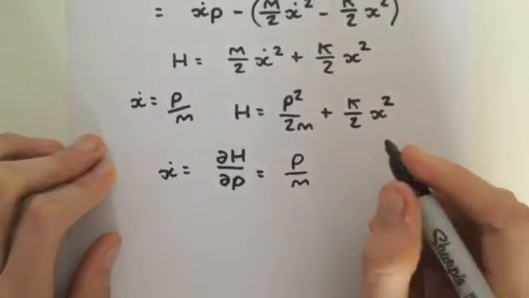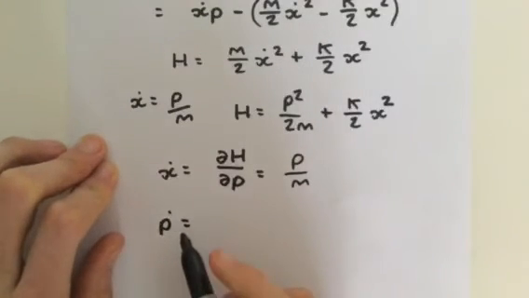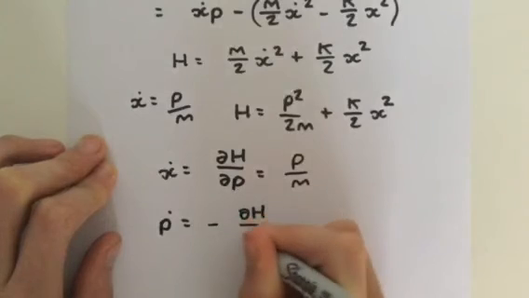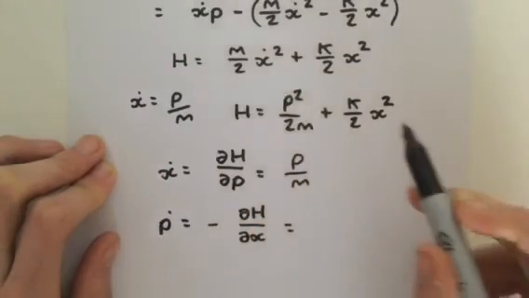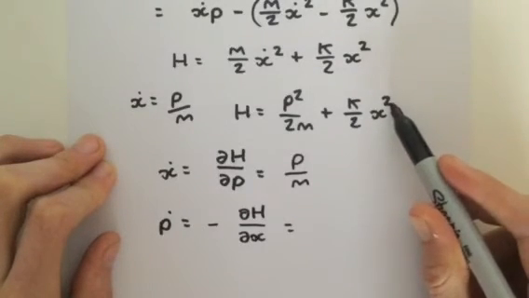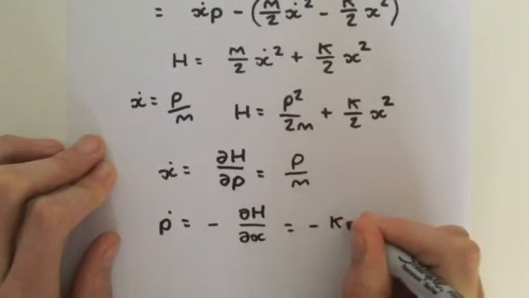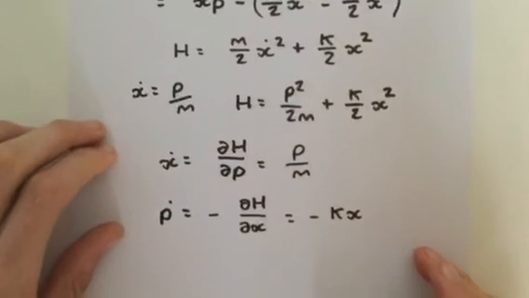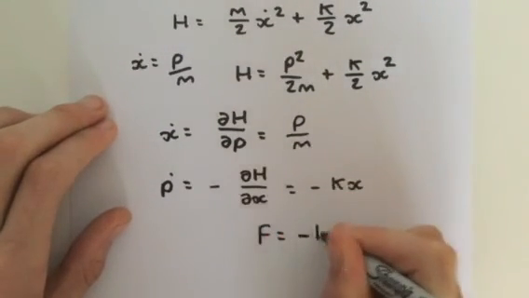Our second Hamilton equation is our momentum. So the rate of change of momentum. This is going to equal minus dH by dx. Okay, so what's this equal to? Differentiate our Hamiltonian with respect to x. We have our 2. The 2 cancels with that 2, so we simply get minus kx. As you can see, we know that the rate of change of momentum is your force, so therefore we get Hooke's law, which says force is equal to minus kx.